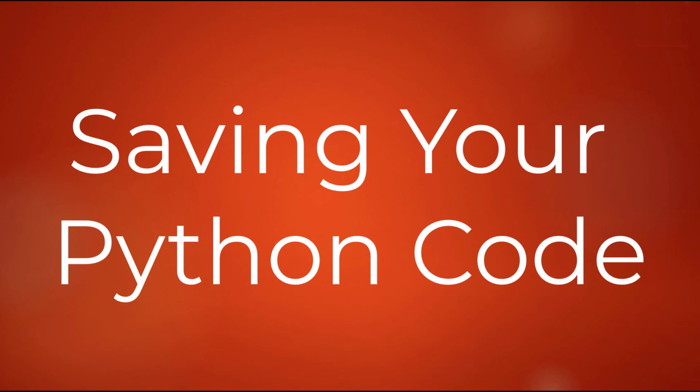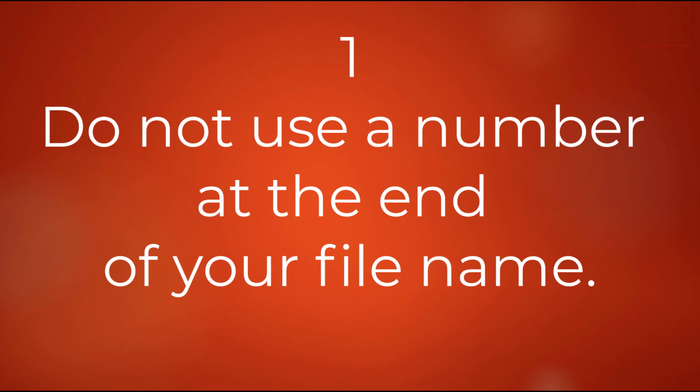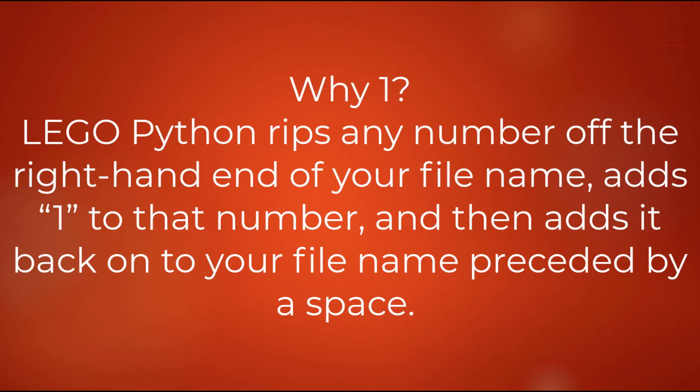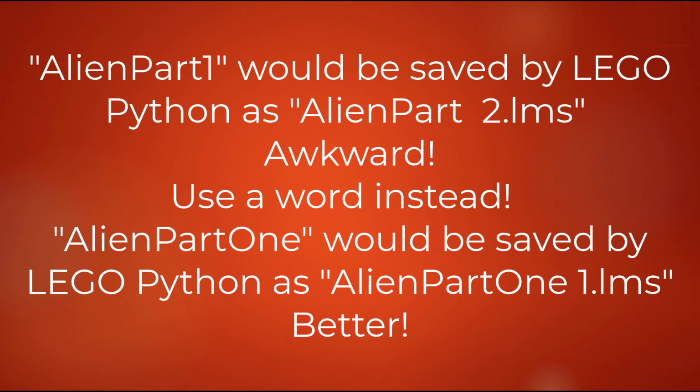Now is the time to save our program so we can retrieve it again later. There are two suggestions when it comes to naming your code file. One, do not use numbers at the end of your file name. And two, choose a file name that tells you whether your code is Scratch or Python. Now, suggestion one, Lego Python rips any number off the right-hand end of your file name, adds 1 to that number, and then adds it back onto your file name preceded by a space. Weird. Thus, alien part 1 would be saved by Lego Python as alien part space 2.lms. Awkward. Use a word. Alien part one would be saved by Lego Python as alien part one space 1.lms.